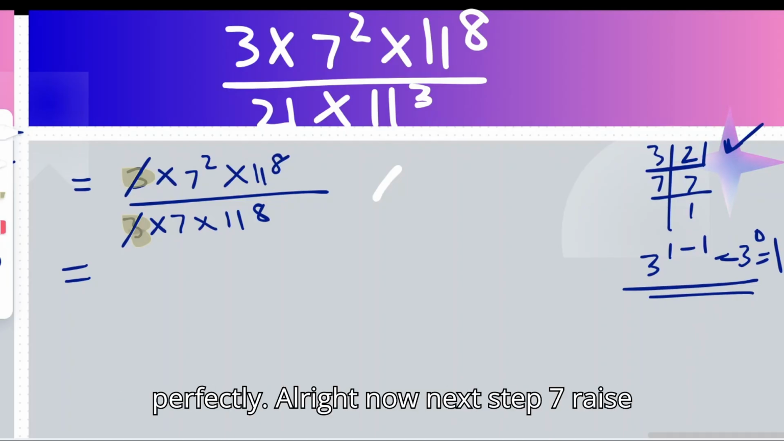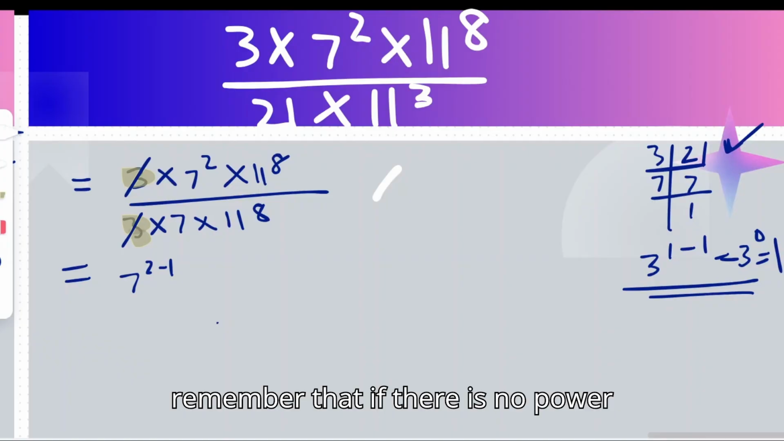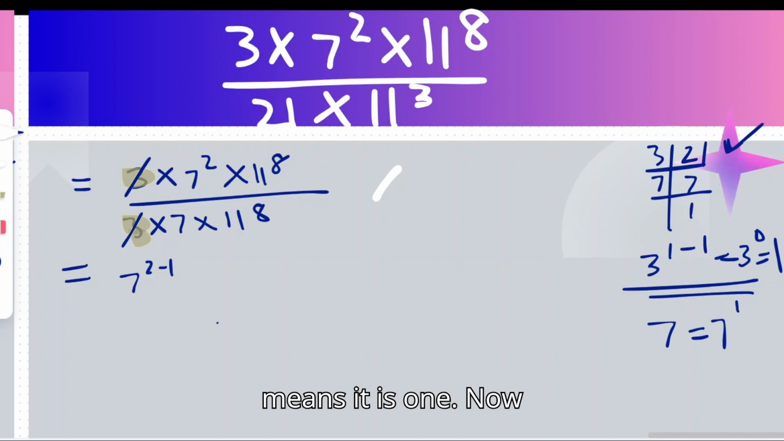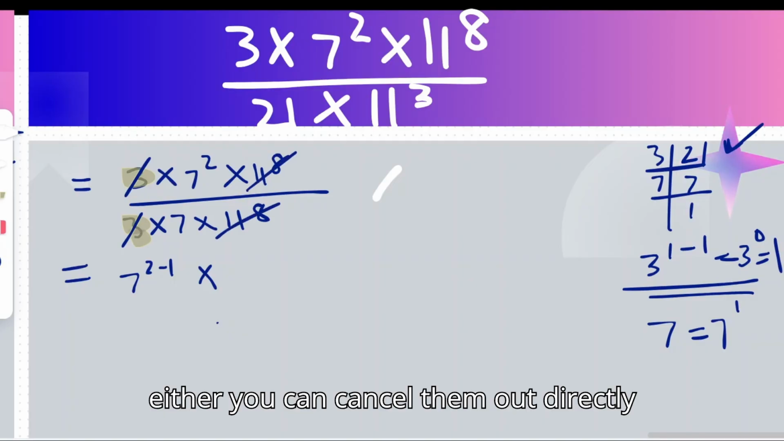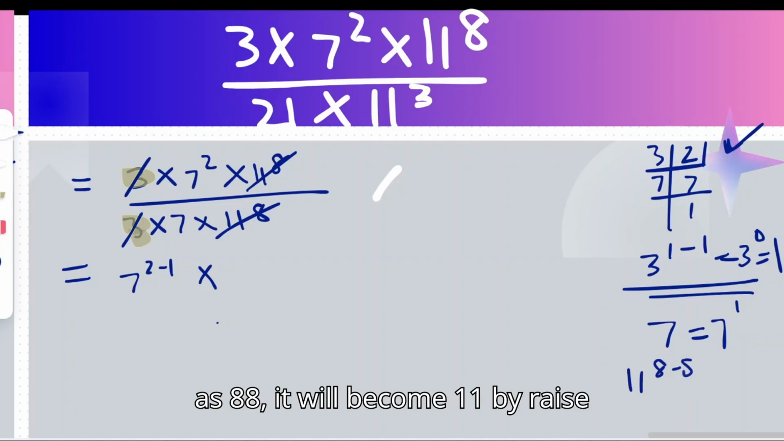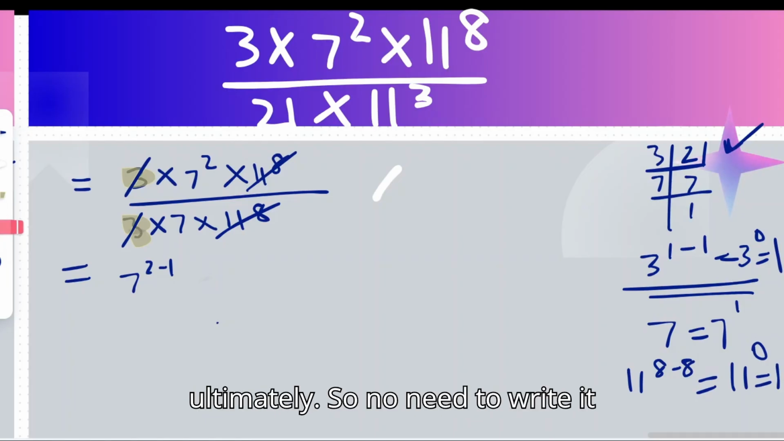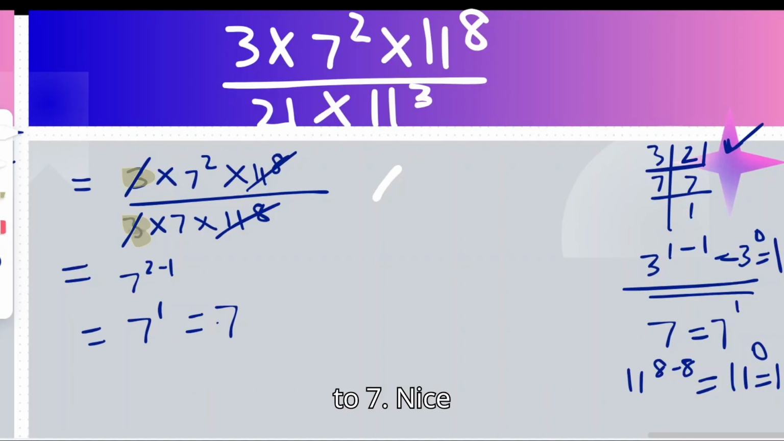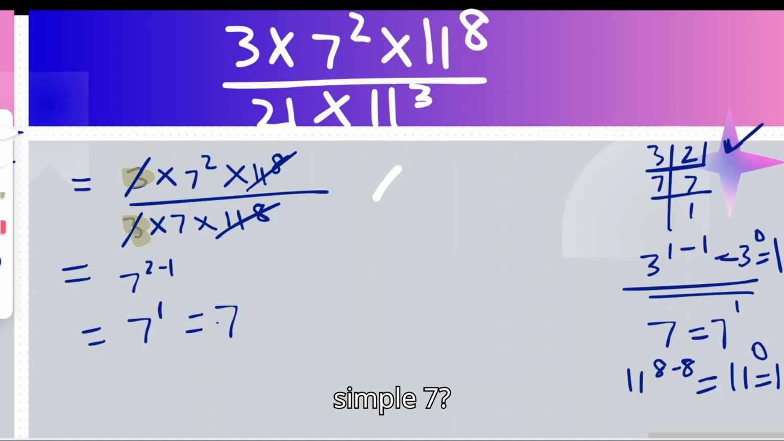Perfectly all right. Now next step, 7 raised to the power 2 minus 1, because I hope you remember that if there is no power written, it means it is 1. Now into, now here also there are two ways. Either you can cancel them out directly because the powers are same, the numbers are same, or you can write this part as 8 minus 8. It will become 11 raised to the power 0 and you'll get 1 ultimately. So no need to write it further. So just solve it. Equal to 7. Nice, isn't it? Like the question was so big, but ultimately what's our answer? A simple 7.